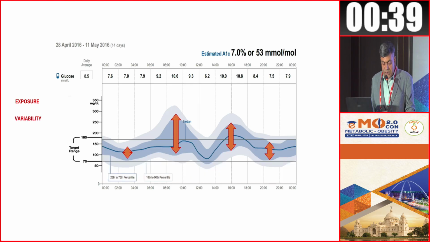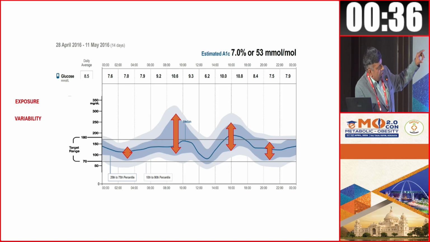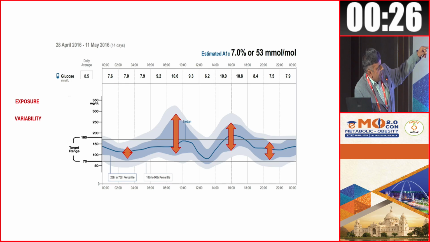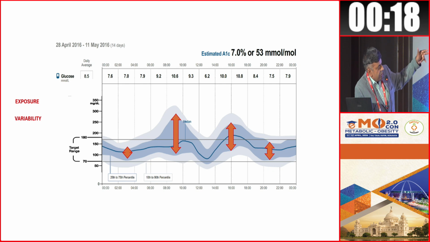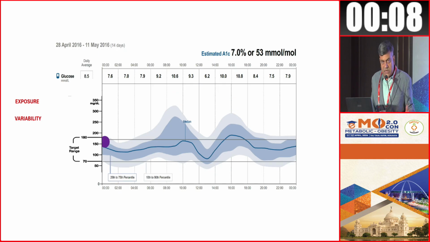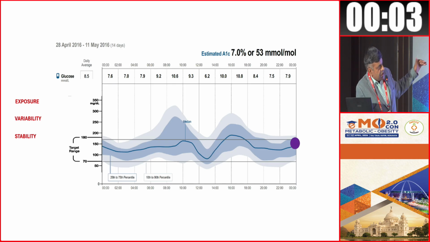The second part is variability, which is basically the inter-day variability at a particular time point. So in this particular case, if you can see between 8 to 10 a.m., the variability is very high because the sugar levels are fluctuating between 300 and 50. The patient might go hypo on one day, and there might be a peak on another day. So variability means the variation in the blood sugar levels on a day-to-day basis. The third thing is stability, which means intra-day variability.